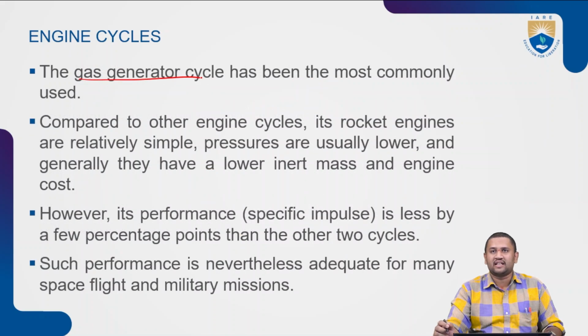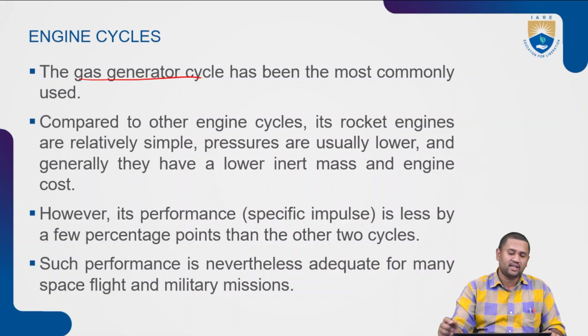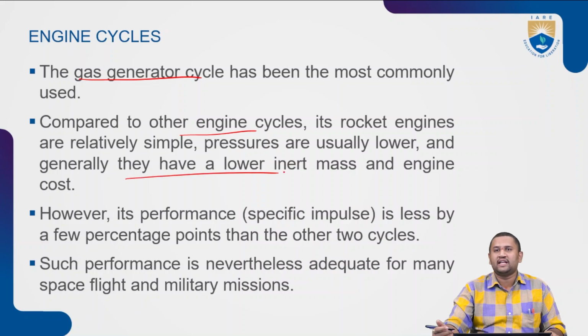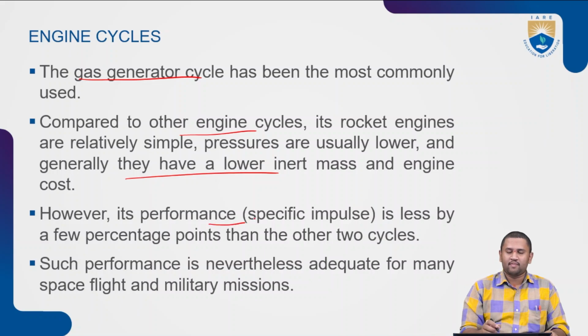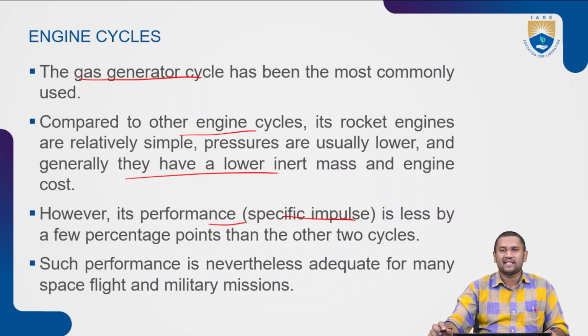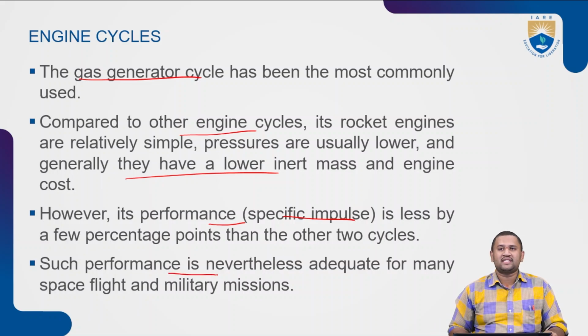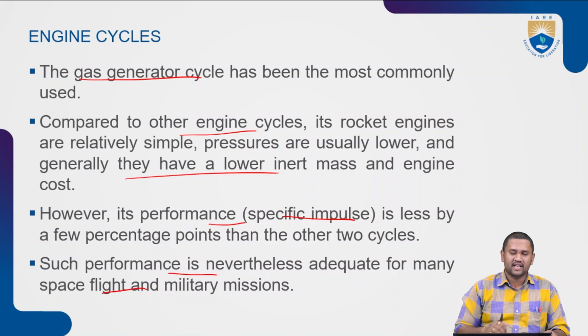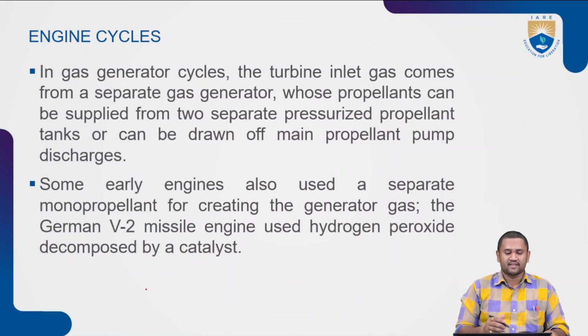The gas generator cycle is the most commonly used. Compared to other engine cycles, its rockets are relatively simple, pressures are usually lower, and generally they have a lower inert mass and engine cost. However, its performance in terms of specific impulse is less by a few percentage points than the other two cycles. Such performance is nevertheless adequate for many spaceflight as well as military missions.